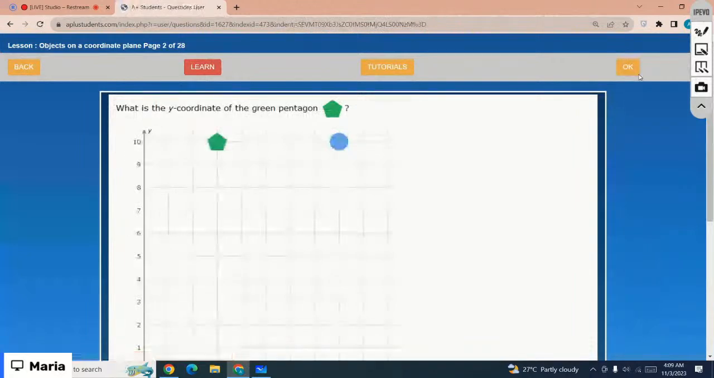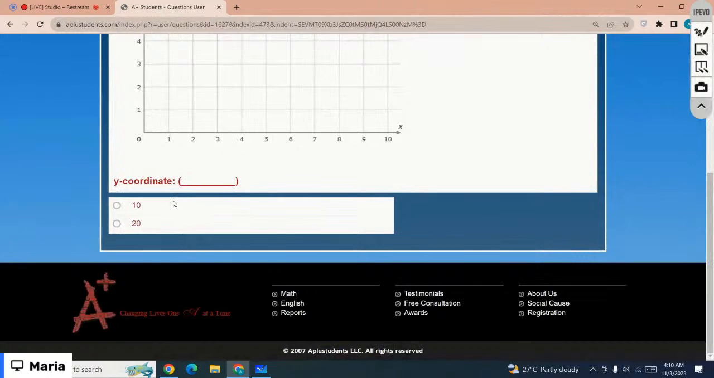Okay, what is the y coordinate of the green pentagon? So here is the green pentagon. You have to look at the y value. So match it to the y axis. When you match it to the y axis, the value is 10. Got it? The y coordinate is 10.